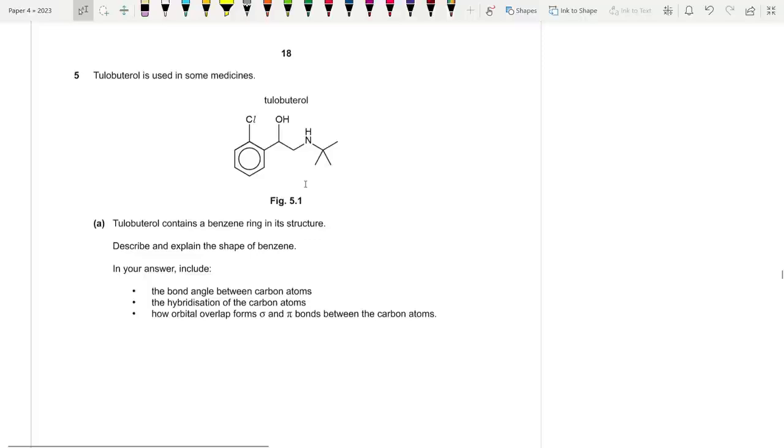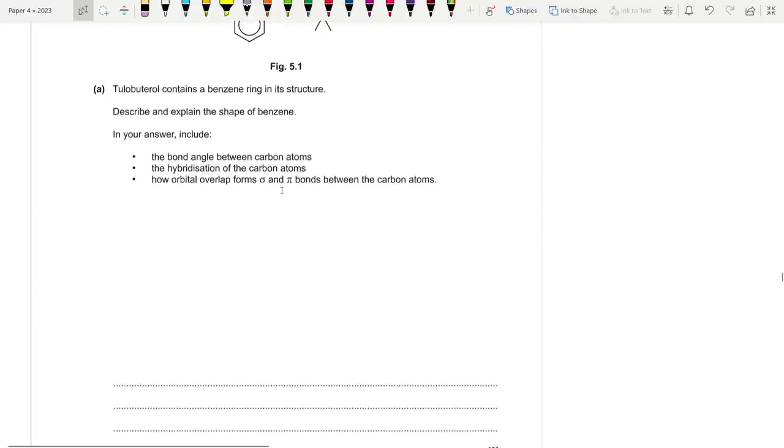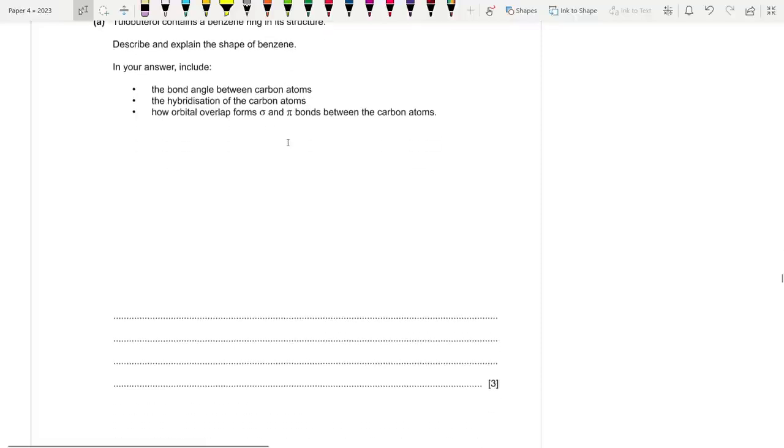Tiobuterol is used in some medicines. Tiobuterol contains a benzene ring in its structure. Describe and explain the shape of benzene. In your answer include the bond angle between carbon atoms, the hybridization of the carbon atom, and how orbital overlap forms sigma and pi bonds between the carbon atoms. Let's do this. You can draw a diagram, but let's answer through the text first.